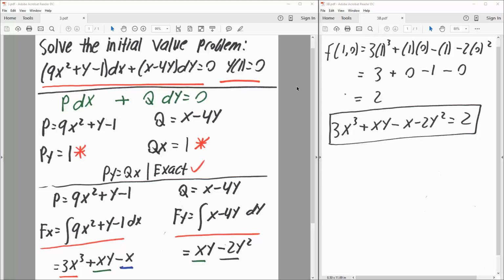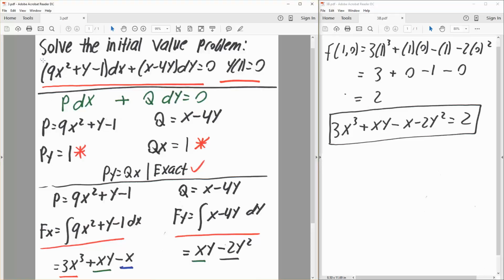Okay, in this video, we will do a first order differential equation, exact equation type. So we want to solve the initial value problem for (9x squared + y - 1) dx + (x - 4y) dy = 0, and our initial value for x is 1 and our y value would be 0.